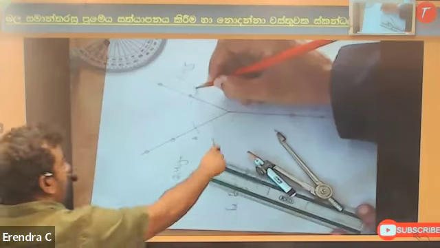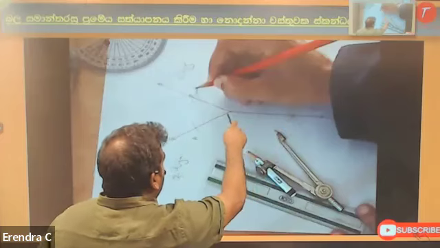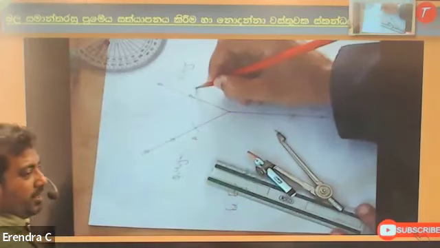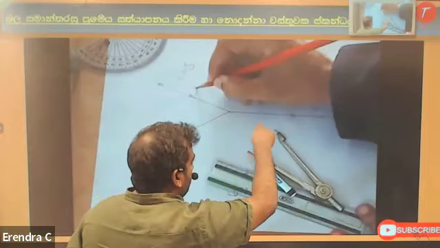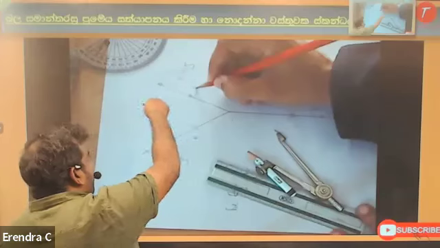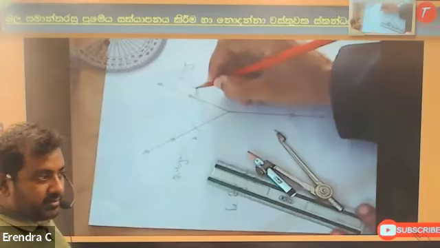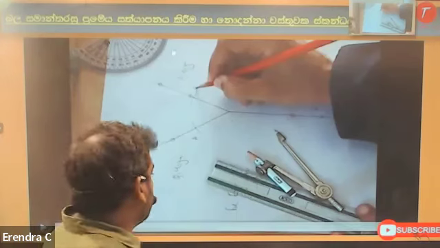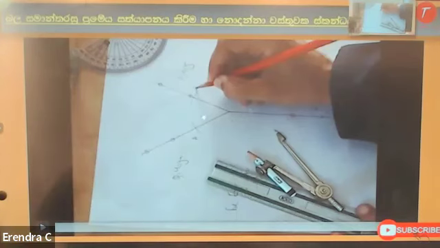Drawing this part here is not important, but to get a comparison, it's easier. Drawing this line is not important. We never drew this, no. These two are enough. But you can check whether it's vertical or not. Okay.